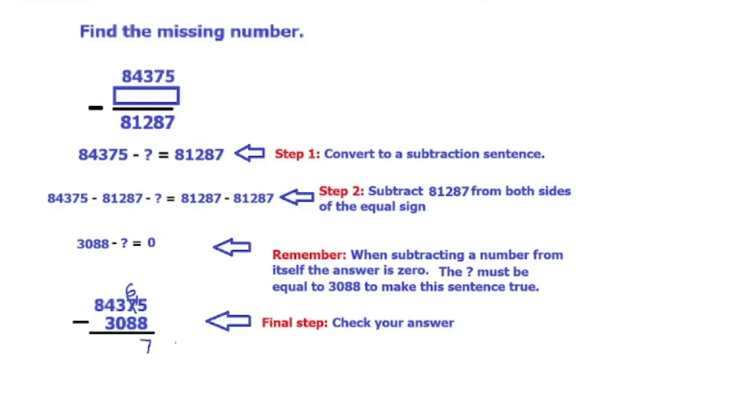6 minus 8 we can't do, so we need to borrow from the 3. The 3 becomes a 2, and this 6 here becomes 16. 16 minus 8 equals 8. Now 2 minus 0 we can do, it's just 2. 4 minus 3 is 1. 8 minus nothing is 8. And that matches up to the answer, 81,287. So let's give ourselves a big check mark that that's done.